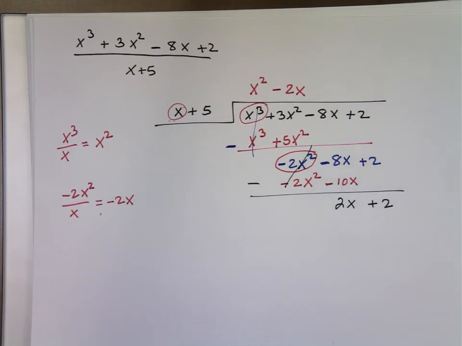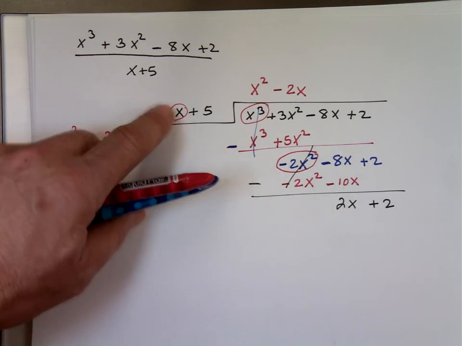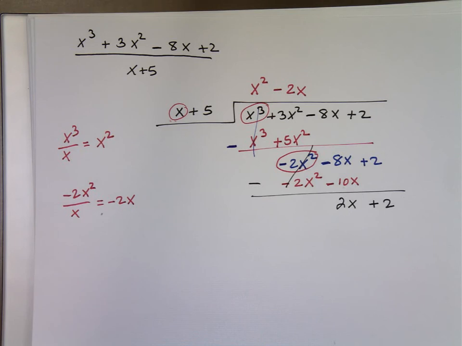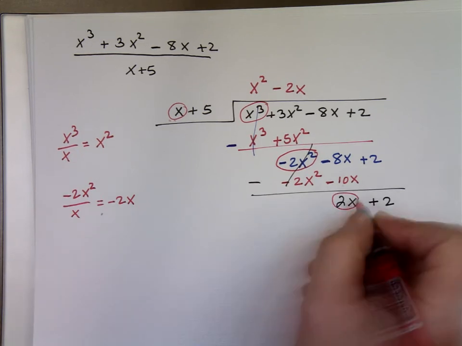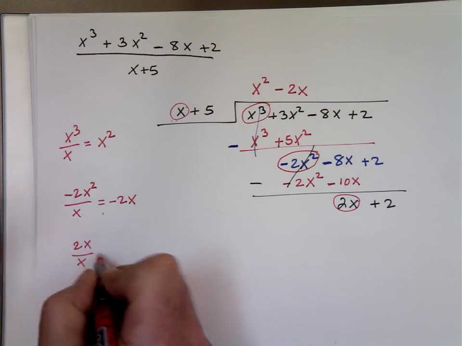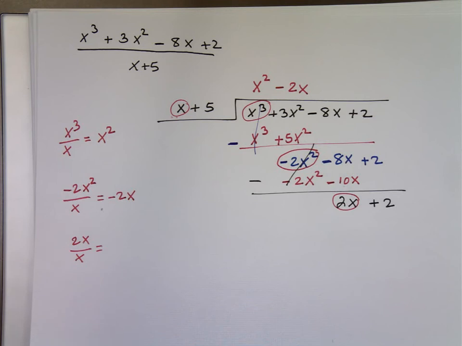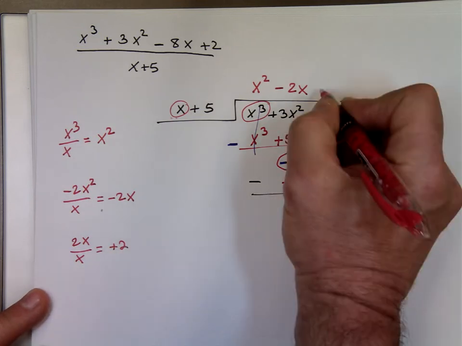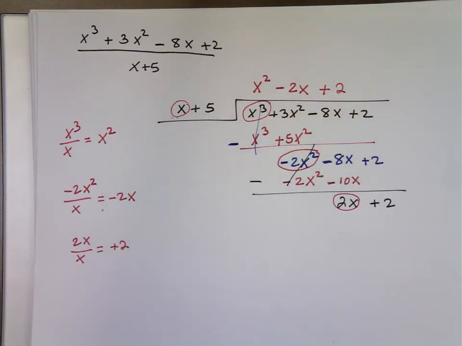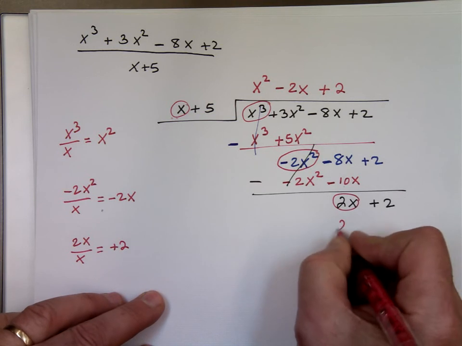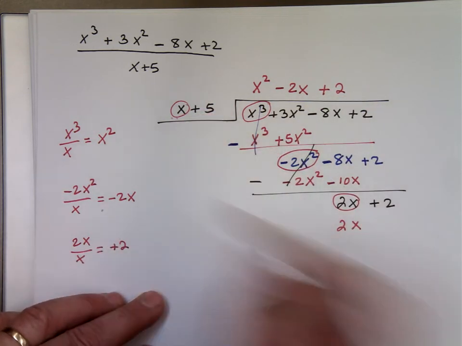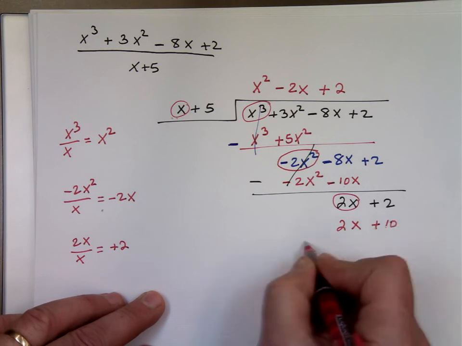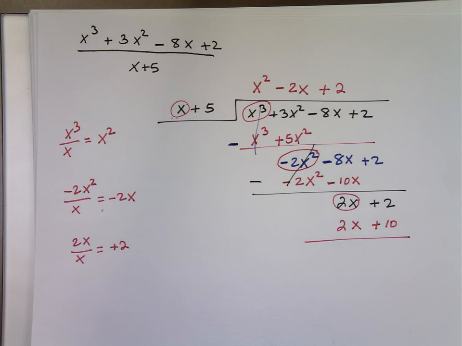As long as the power of x is higher or equal to this one, you can still divide them. That means I can still divide them. What is 2x divided by x? Try again. 2x by x. 2. Positive 2, right? Let's put a plus 2 here. What is plus 2 times x? 2x. What's a plus 2 times 5? Plus 10, and let's subtract now. Gone. What is 2 minus 10? Try again.